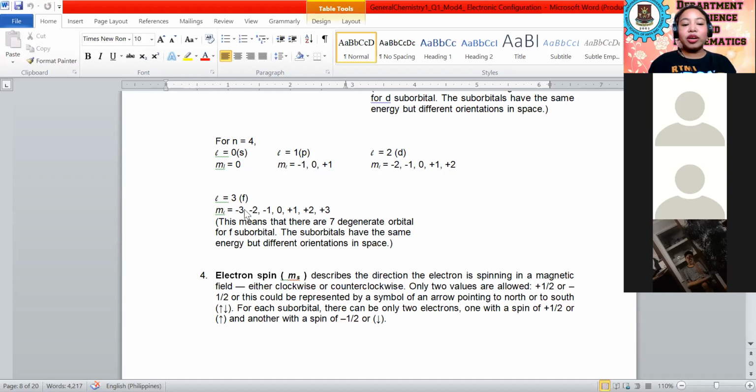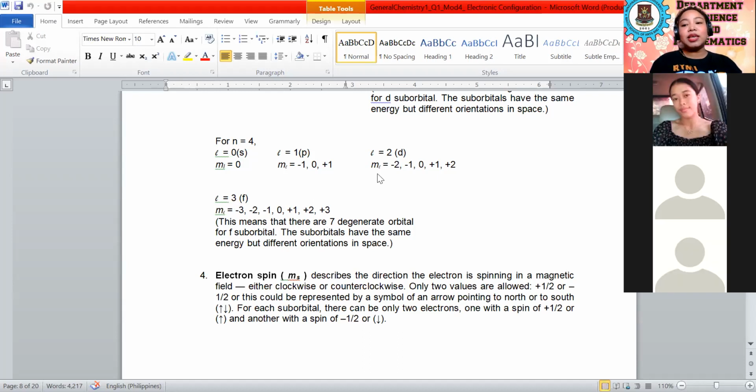14, ma'am. So in the S orbital, there are at most 2 electrons that could be placed. For the P subatomic orbital, at most 6. For D, we have 10. For F, we have 14.